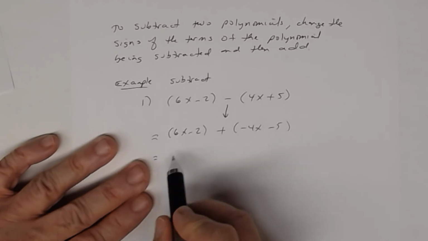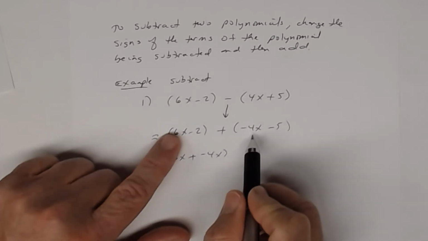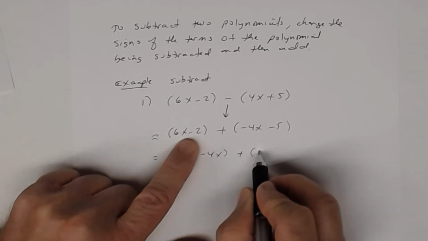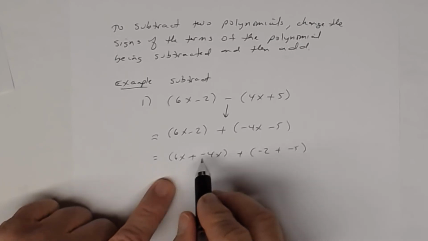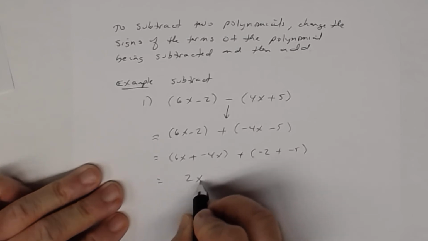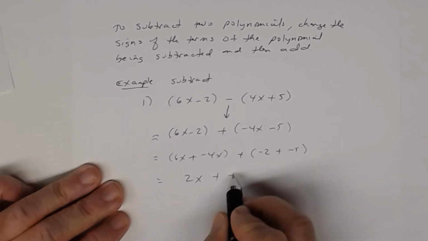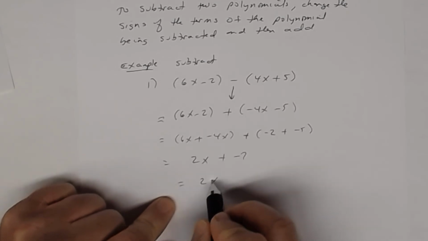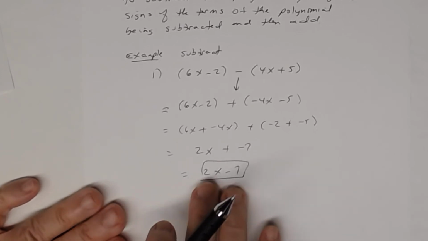Okay, so 6x plus a negative 4x. I'm putting those two terms together because they're like terms, right? And then my constants are like terms, so plus a negative 2 plus a negative 5. What is 6x plus a negative 4x? The answer is 2x. Plus, what is a negative 2 plus a negative 5? The answer is negative 7. But don't write it like this. 2x plus a negative 7 is really 2x minus 7. So there's your answer. That's the one we prefer. All right, so make sure you understand that.